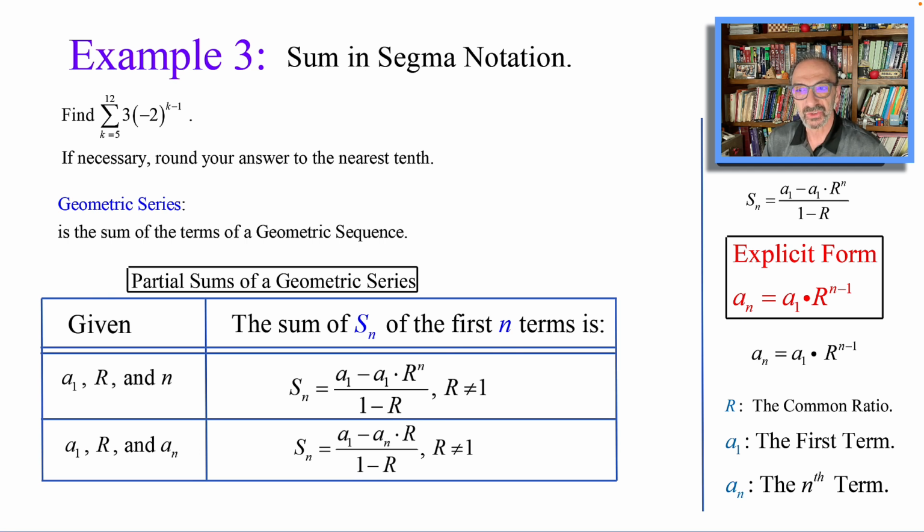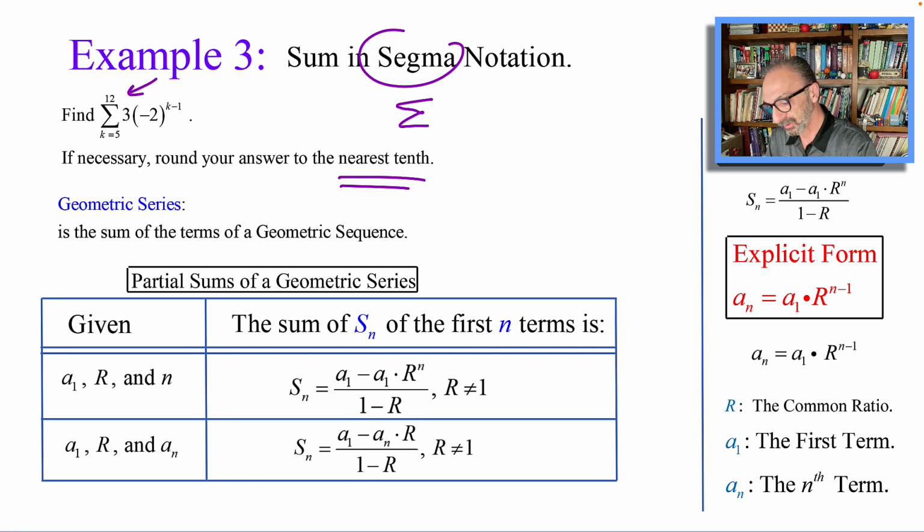Sum in sigma notation. That is the sigma notation, as you could see right here. So we need to find the sum. And if we have to round, we'll be rounding to the nearest tenth. What's a geometric series? The geometric series is the sum of terms of a geometric sequence. Partial sums, it depends on what you are given.